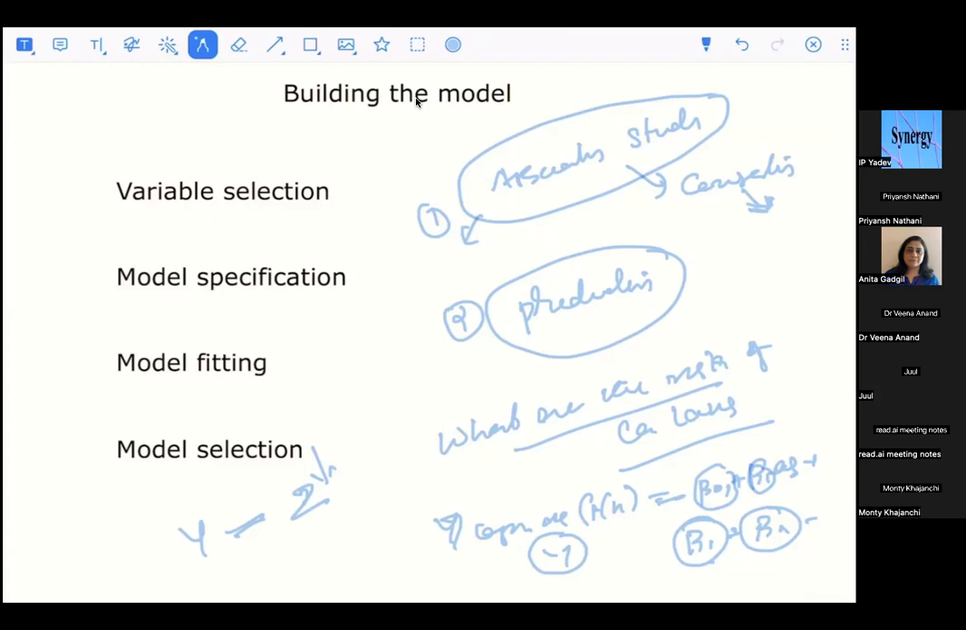So here the most important thing is the actual value. We should get the correct beta 1, beta 2, etc., because we want to interpret that beta. In prediction, that interpretation need not be there. So these are fundamental differences.